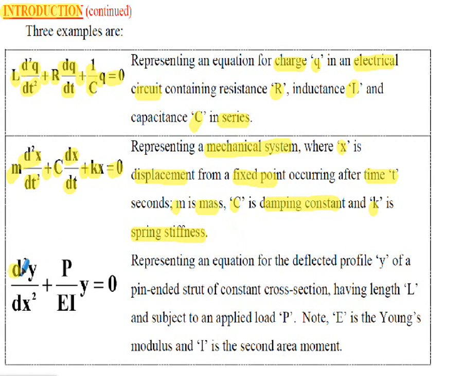Third example, d2y upon dx squared plus P upon EI multiplied by y is equal to 0. This equation represents the deflected profile y of a pin-ended strut of constant section having length L, subject to applied load P, where E is the Young's modulus and I is the second moment. For example, such an equation can arise when analysing aircraft structures or steelwork structures.